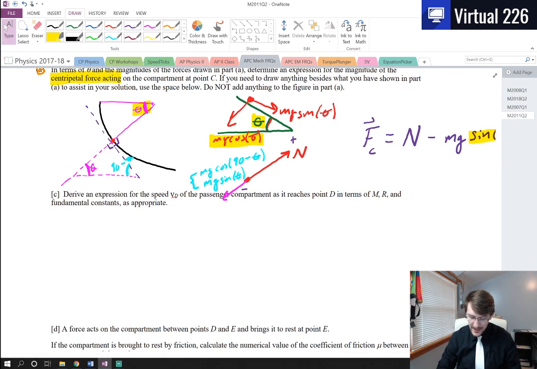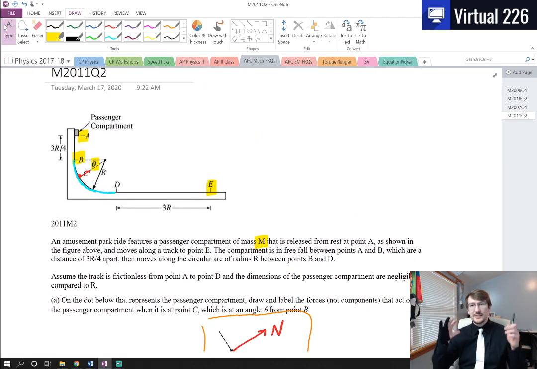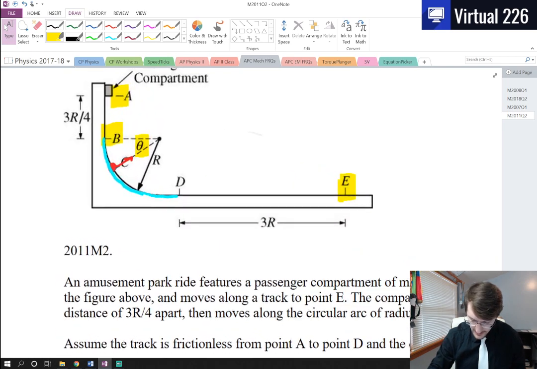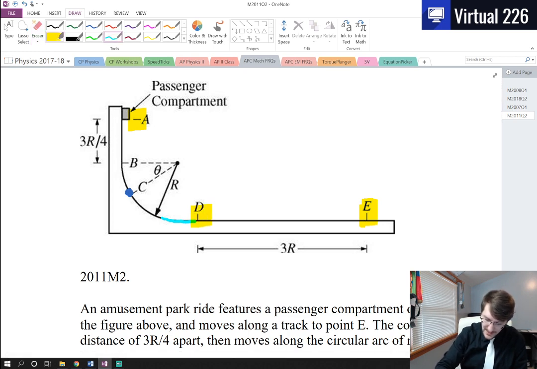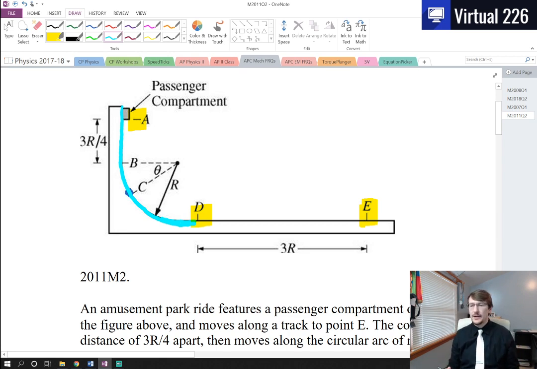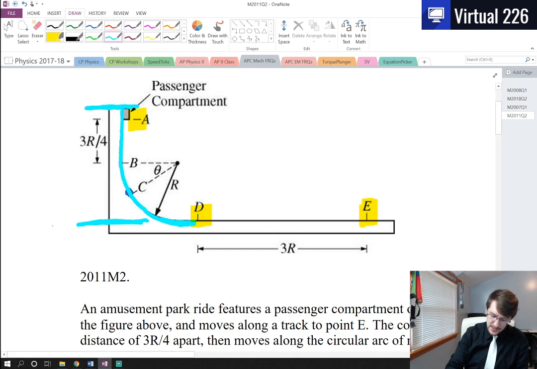For part C, we're asked to derive an expression for the velocity of the passenger compartment as it reaches point D in terms of m, r, and fundamental constants. Now this is actually something that everybody can do, whether you're in an AP physics class or just an intro physics class, because there is no friction anywhere along this path. And since there's no friction from point A to point D, that means we can conserve energy. In class, this would be like the roller coaster lab or just dropping an object. All we need to know is the starting height and the ending height, and that ending height we would probably make our reference position of 0.